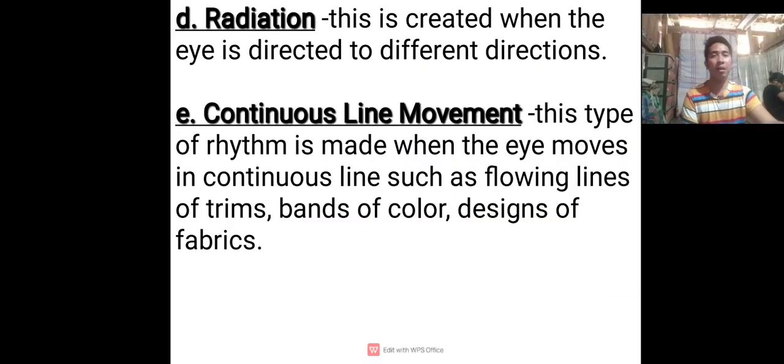Letter D, radiation. This is created when the eye is directed to different directions. And lastly, the continuous line movement. This is type of rhythm is made when the eye moves in continuous lines such as flowing lines of trims, bands of colored designs of fabric.